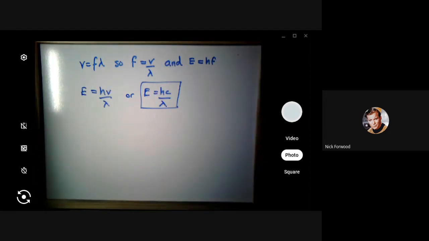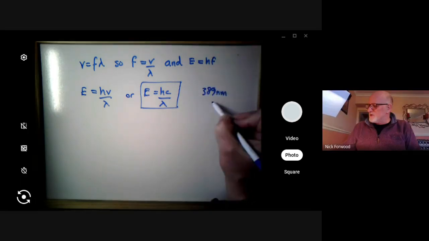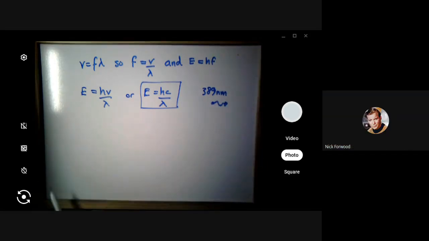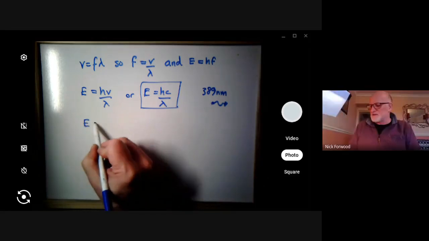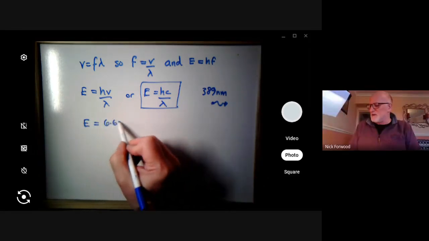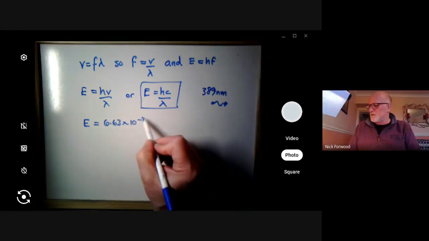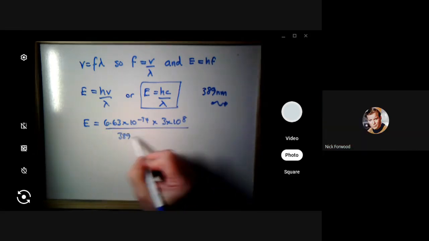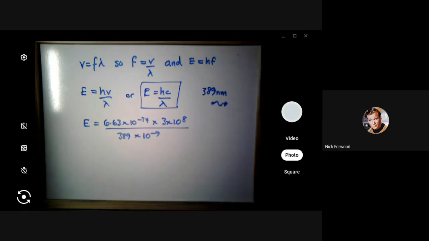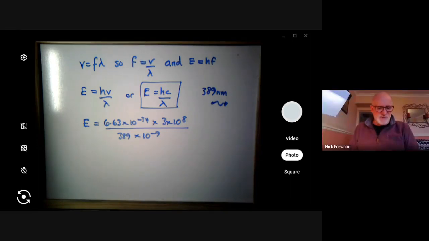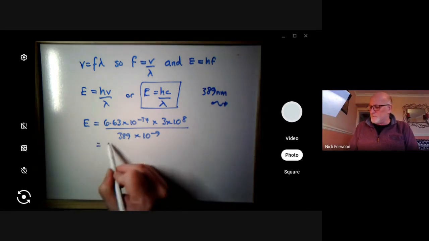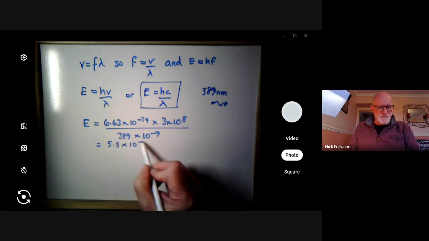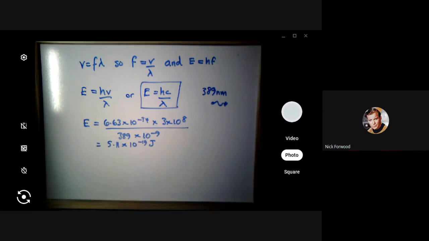So if we did that all in one go for that 389 nanometer photon, then I could get how much energy it has. It has E equals h, 6.63 times 10 to the negative 34, times 3 times 10 to the power of 8, all divided by 389 times 10 to the negative 9. And that will enable you to get the answer in one go. And you'd still get that answer of 5.11 times 10 to the negative 19 joules if you do all that in one go on your calculator.